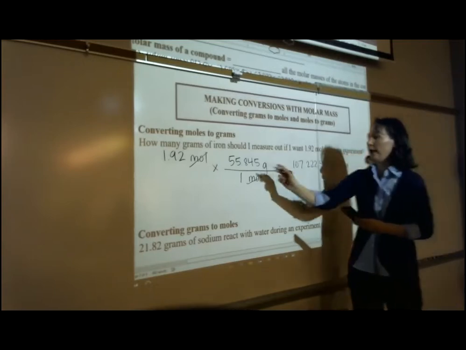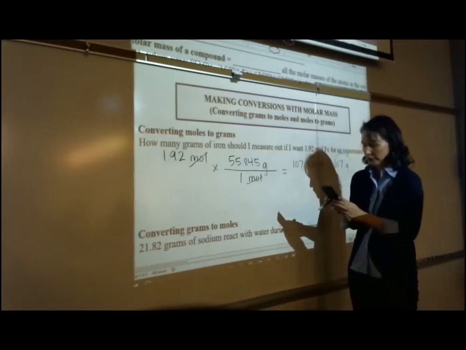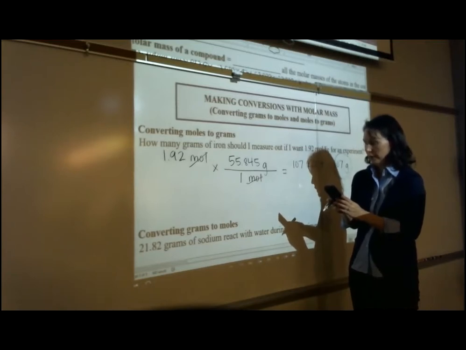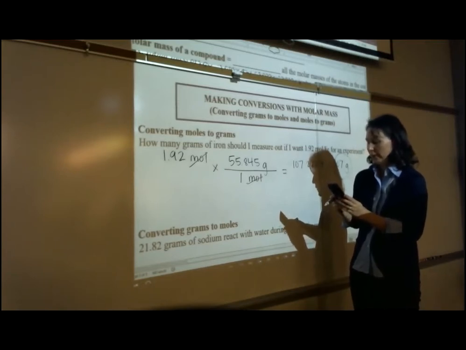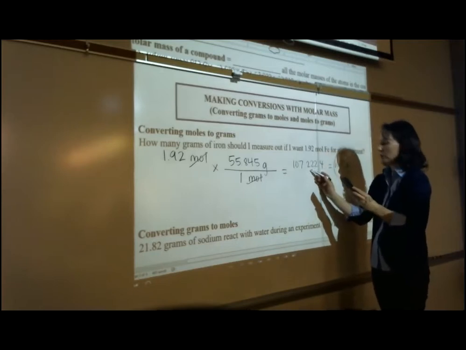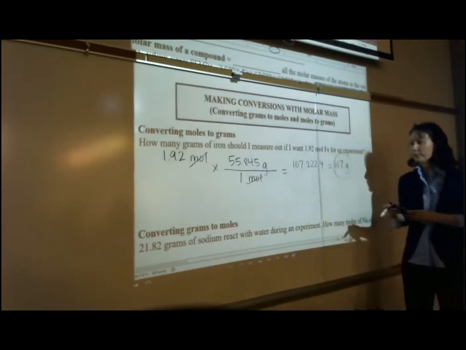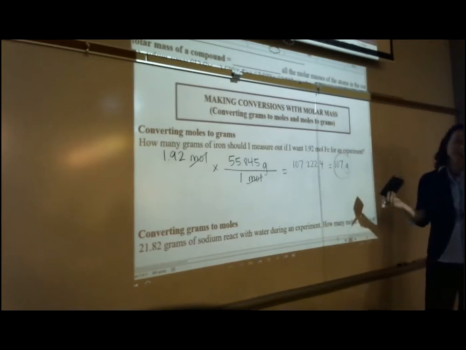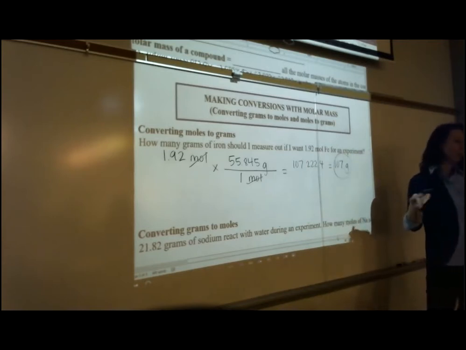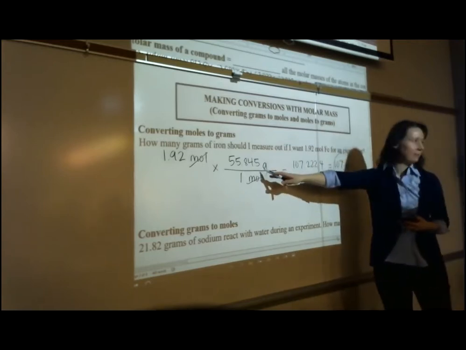Just by the way, if you had 55.85, let's see what your answer would be. 1.92 times 55.85 gives you 107.232, which still rounds to 107. Right? So on a test, you'll all be using the same periodic table, so it won't matter because you're all going to have the same molar mass to begin with.